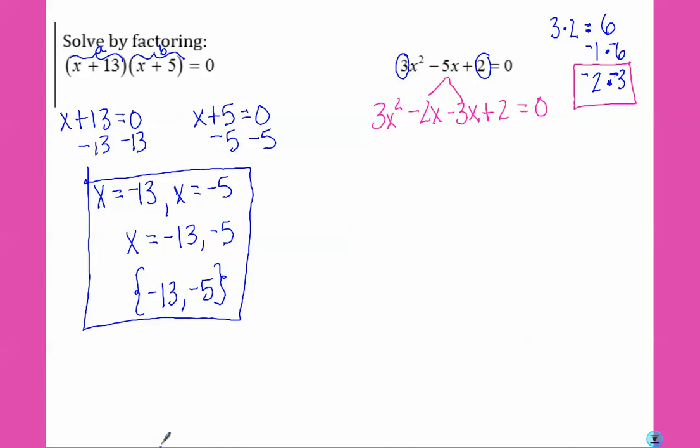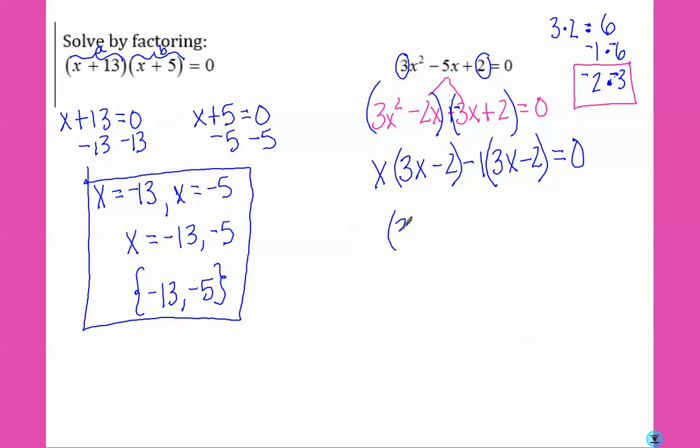Now we're ready to group. Group the first two, change this to plus and negative, and group the second two. What do the first two have in common? They both have an x. And then if we take that out, we'd be left with 3x minus 2. Here we have a negative in front of the 3x and a positive 2, which means we're going to want to take out negative 1, which will leave us with 3x minus 2. Bring down the equals 0.